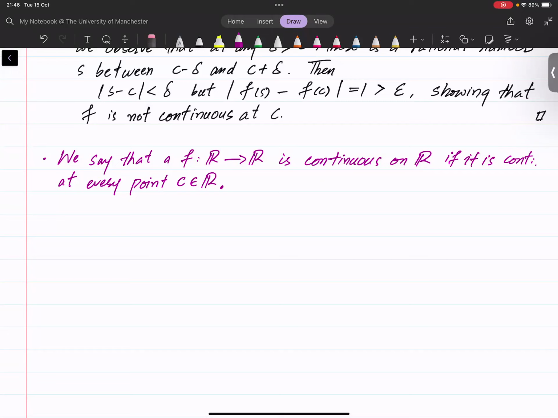So from example 21.4, we see that constant functions are continuous on real numbers, and also the function f of x equals x is continuous on real numbers. Having obtained these simple examples, we can build up many more using the following sum, product, and quotient rules. So let's give the rules. So we have a proposition.